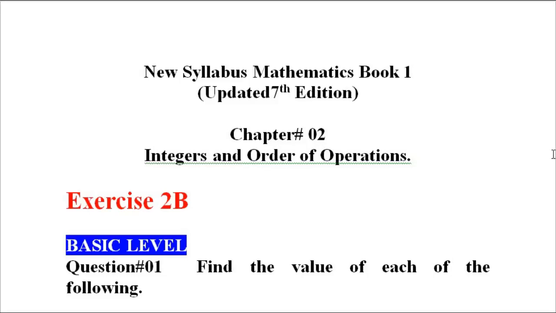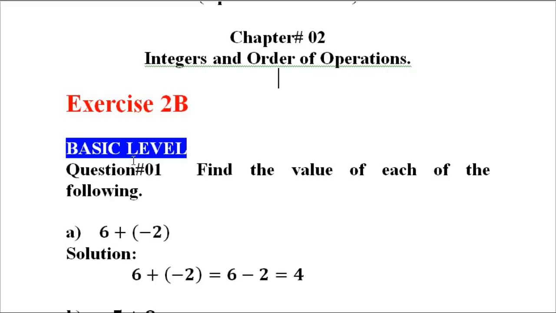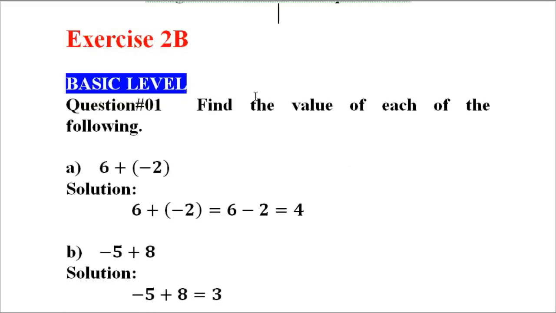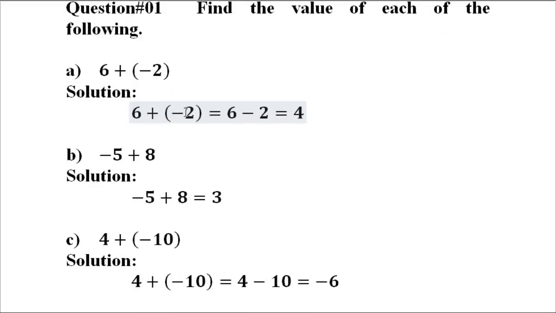New Syllabus Mathematics Book 1, Updated 7th Edition. Chapter 2: Integers and Order of Operations. Exercise 2B, question number 1. Find the value of each of the following. The first part of the question is 6 plus negative 2.